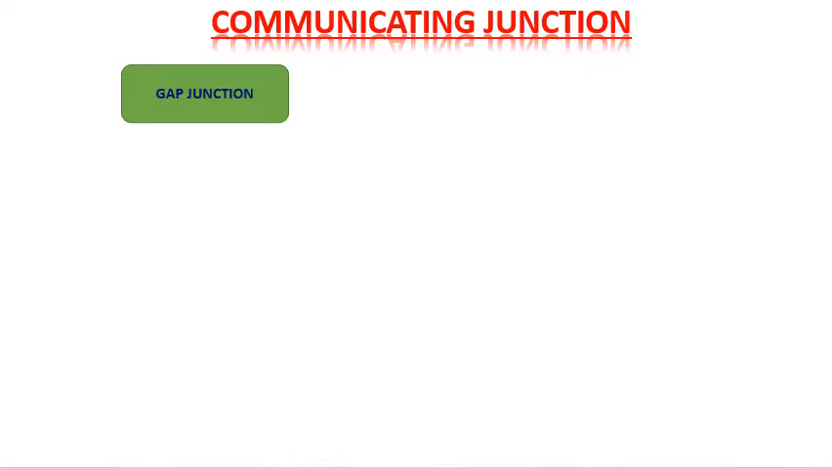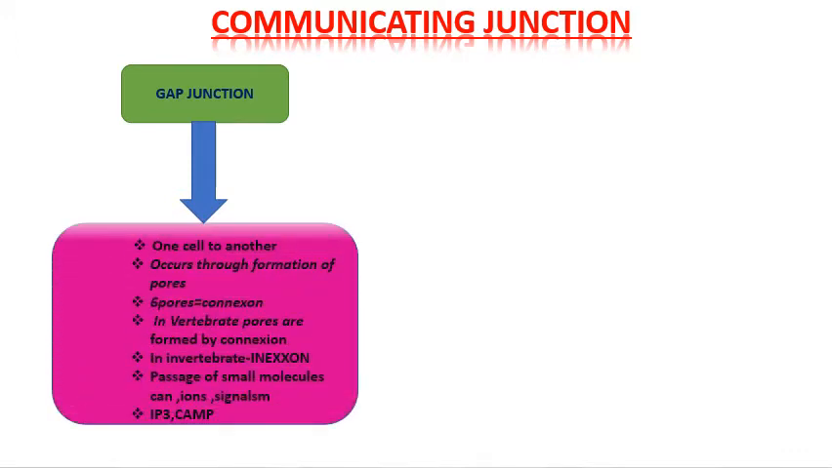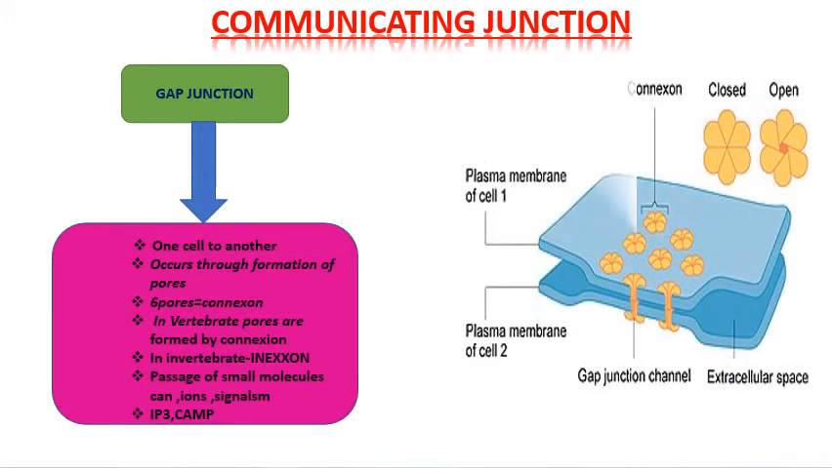The communicating junctions are the transfer or linkage of one cell to another, where they link in order to transfer the material directly from one cell to another. This is the pictorial representation of communicating junctions, one among them being the gap junction.